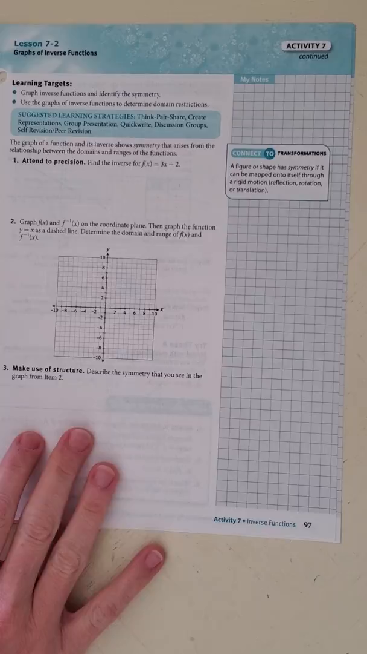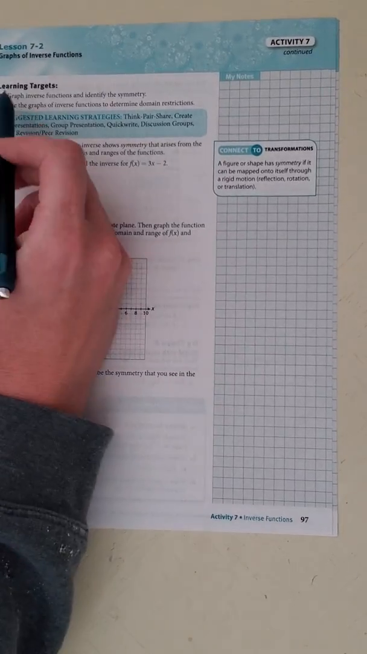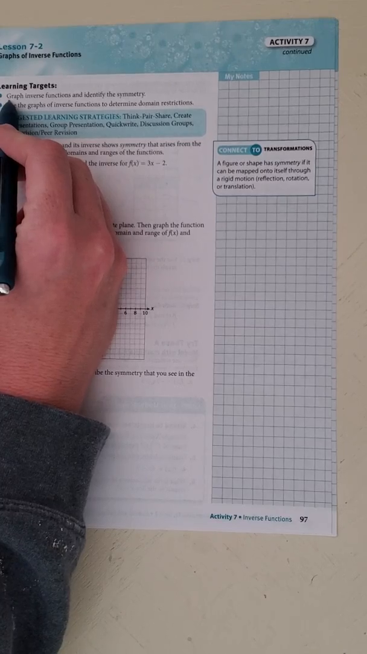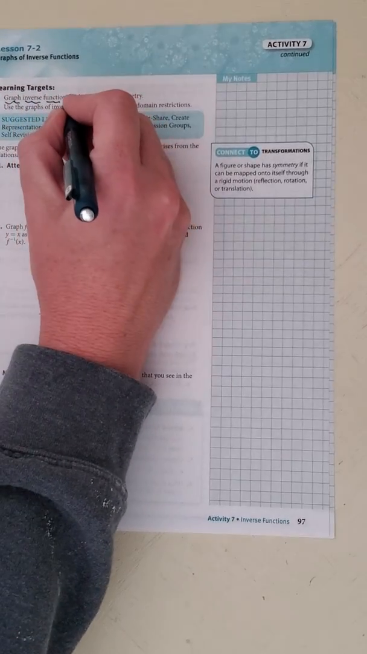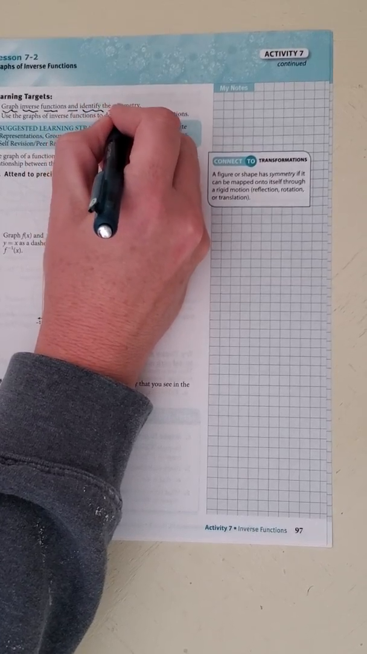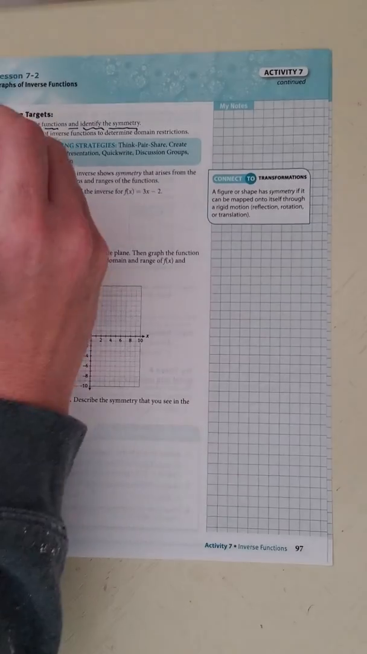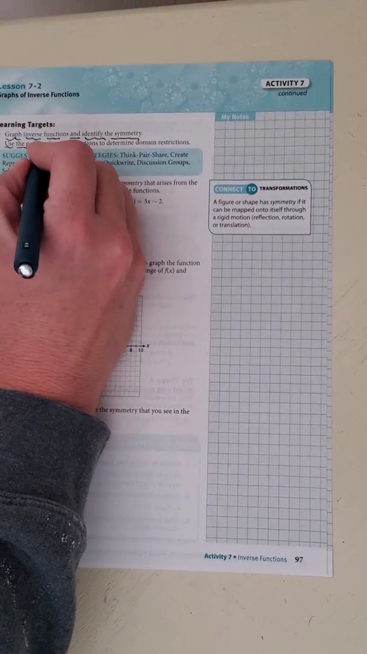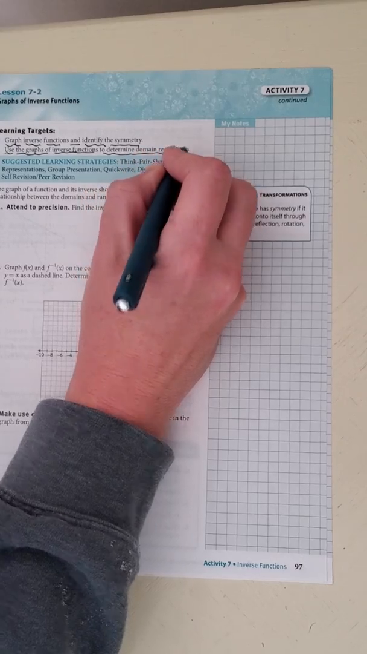Let's begin. This is graphing inverse functions. Today the learning targets are to graph inverse functions and identify the symmetry. There's going to be some kind of symmetry that happens. And to use the graphs of inverse functions to determine domain restrictions.